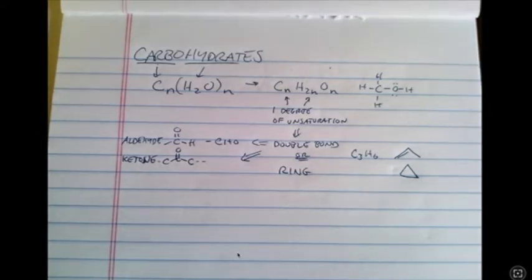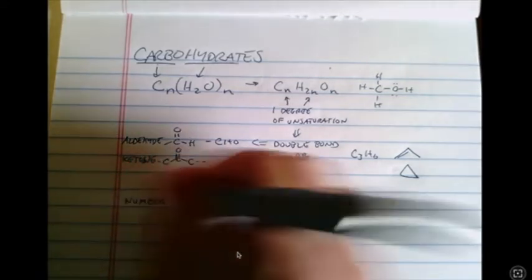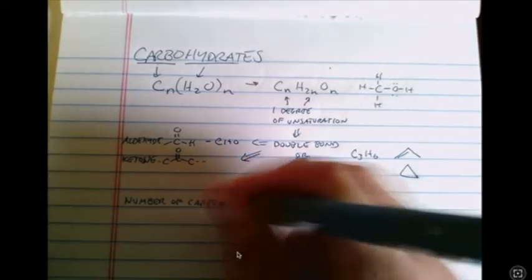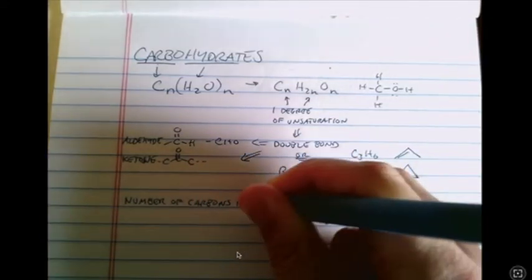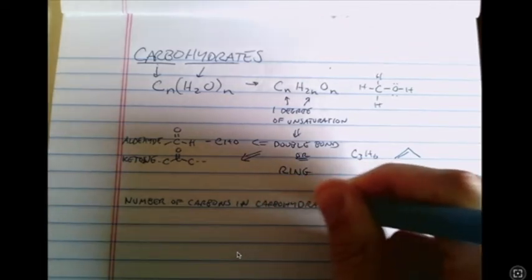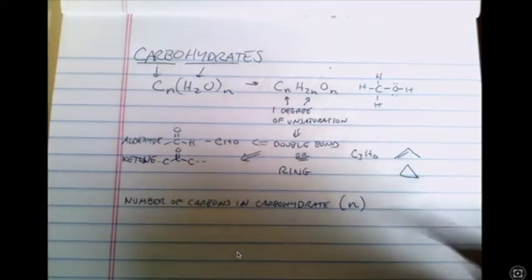Now, I mentioned there are some bits of classification that we do, and some words we're going to start throwing around very rapidly, and so these are worth getting to know. One way we classify these is on the number of carbons in the carbohydrate. In other words, if you're looking at my original formula up here, the value of n.